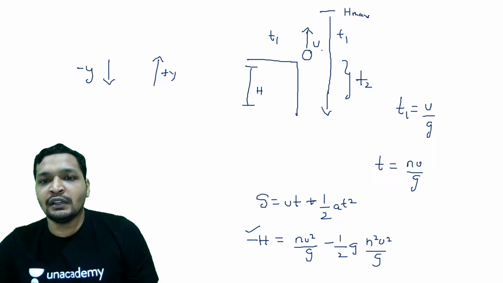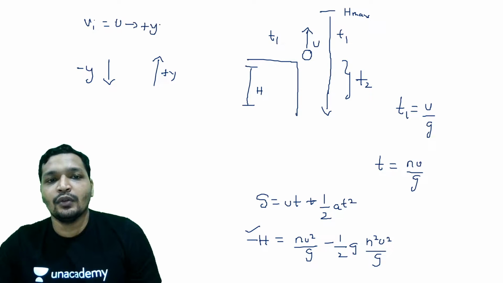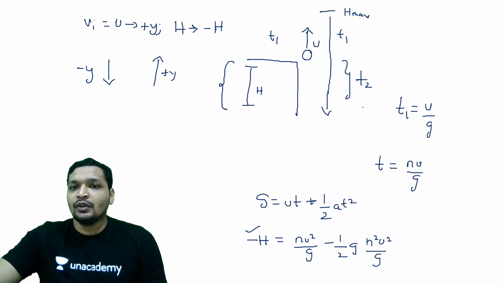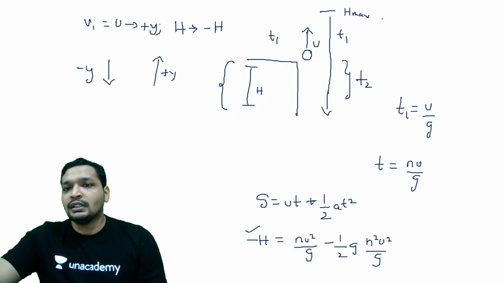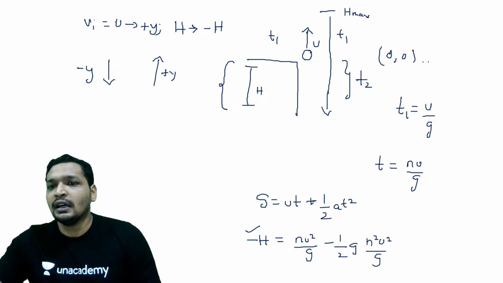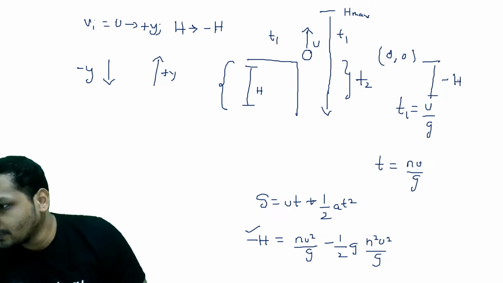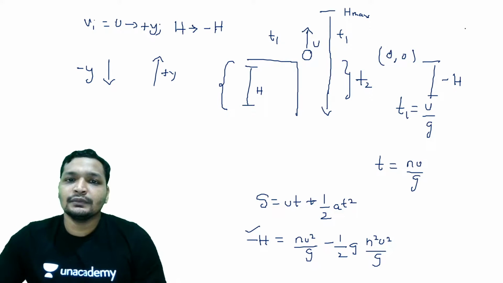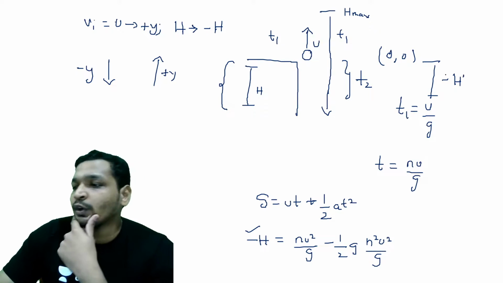So initial velocity u is in positive y direction, and initial h is minus h. Finally it has to cover this h as well. It will cover this h max once, then it will start traversing and it will cover minus h max. So h max minus h max reaches 0, and then it comes back and covers another minus h. Didn't you get why this is minus h? Is that what you're asking me?